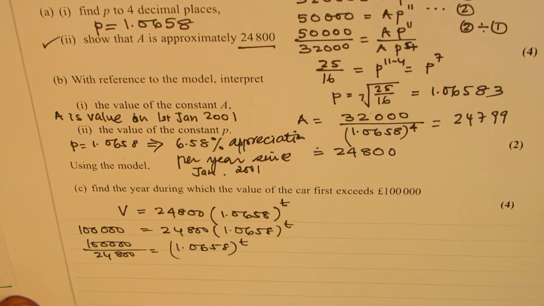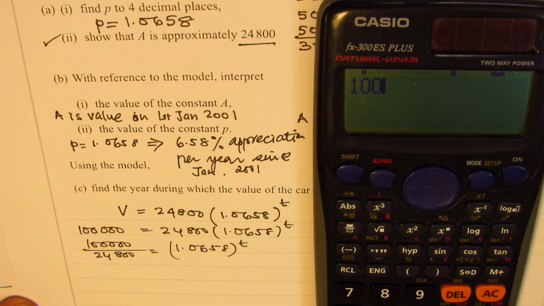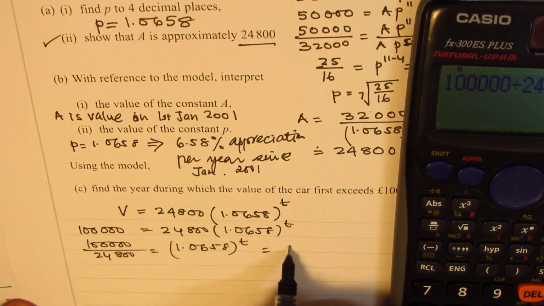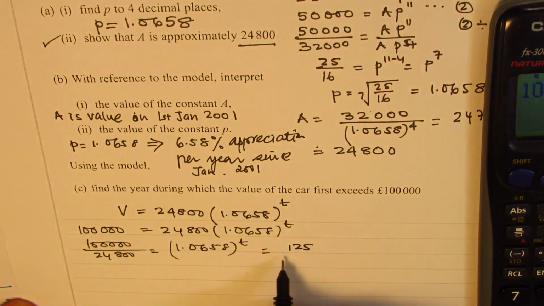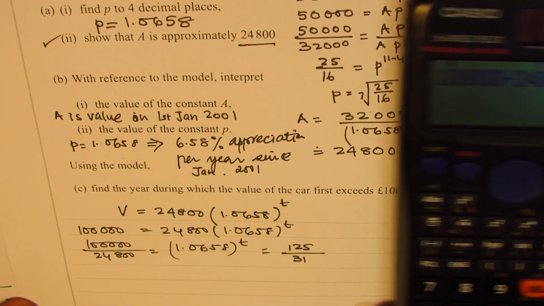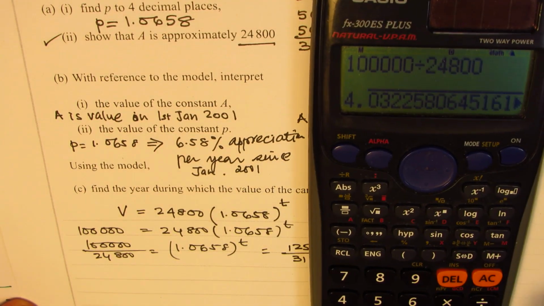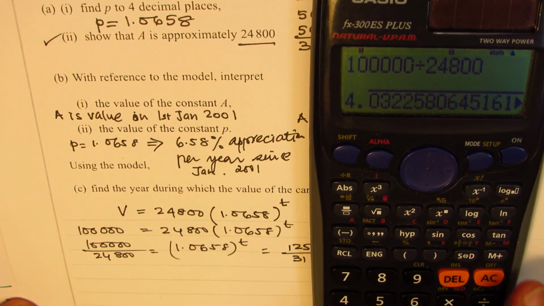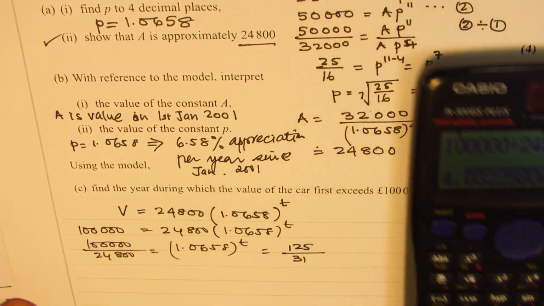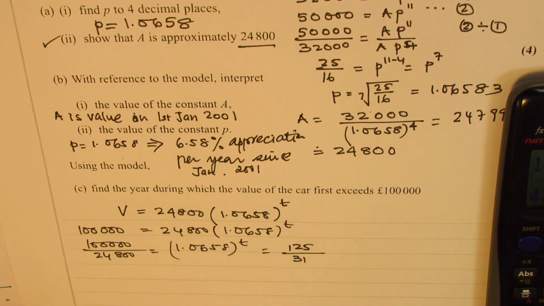Let's calculate how much this is. We have 100,000 divided by 24,800, which is 125 over 31. You can also write the decimal value, but we'll use 125 over 31 since that's a recurring value. Now how do we solve this?